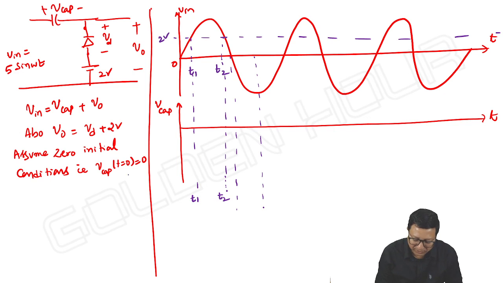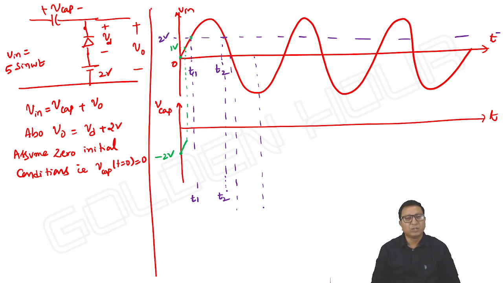So at t equal to 0, the capacitor voltage will be minus 2 volts, because input is 0 and V output is 2 volts. The diode is on: 0 minus 2 is minus 2. Next, suppose I take this particular instant where the input voltage may be 1 volt. Then V capacitor is equal to input minus V output, 1 minus 2, which is minus 1. It rises up to minus 1. At t equal to T1, input is 2 and output is 2, so V capacitor is equal to 0 volts. It reaches 0.